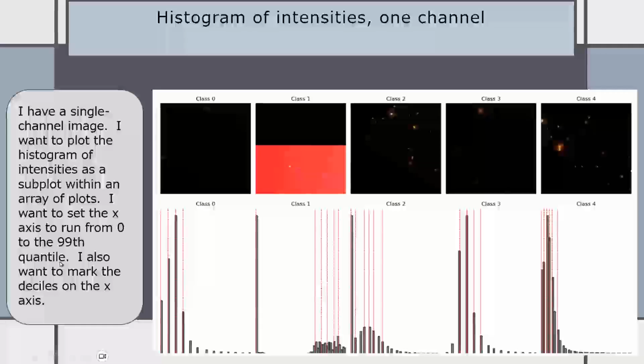Because there are some extreme outliers. I want to get rid of those. I don't really care about those. I only care about 99% of the data, which will give me the characteristics that I want to see. Okay. I also want to mark the deciles on the x-axis. So the deciles are the percentiles at 10, 20, 30, 40, etc.